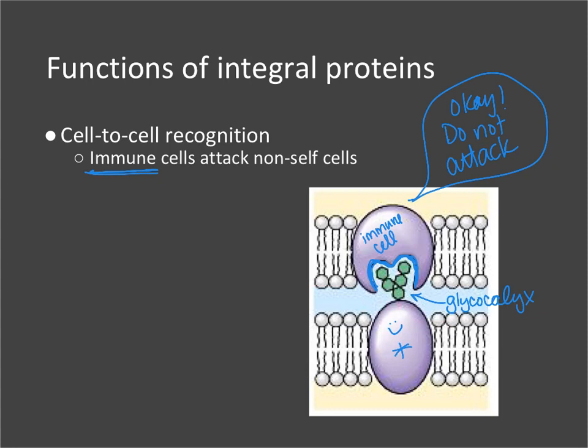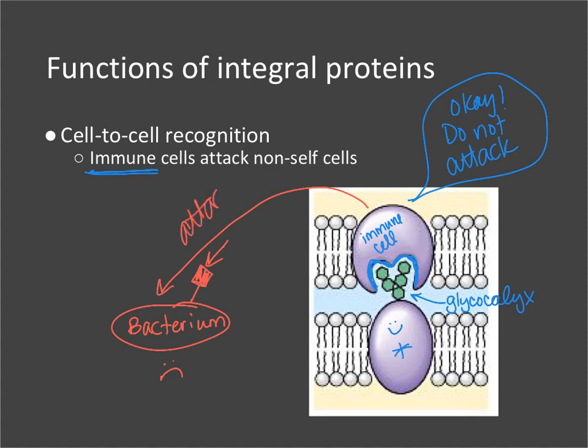Now, if it were a different cell, so let's say it was maybe a bacteria cell and its glycocalyx looks different, this might be a situation where this is a bad cell. So if the receptor doesn't match this little glycocalyx sticking out here, then the immune cell would attack and destroy that bacteria cell.